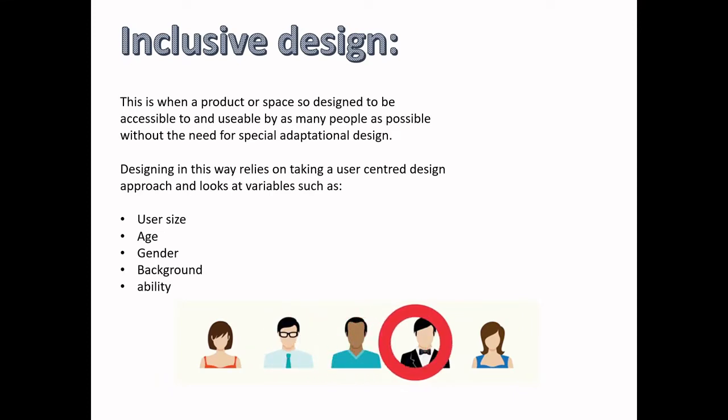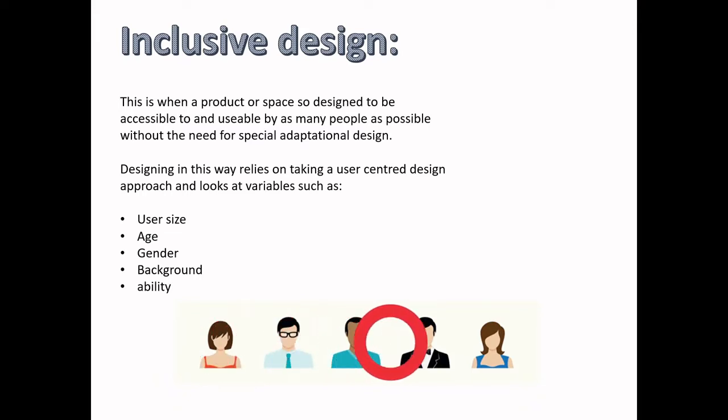So first of all, what is inclusive design? Inclusive design is when a product or a space or a thing is designed to be as accessible or easy to use for as many people as possible without the need for special and adaptive design. So basically, what you want to try and do is make something that's going to be as usable for as many different types of people as physically possible.